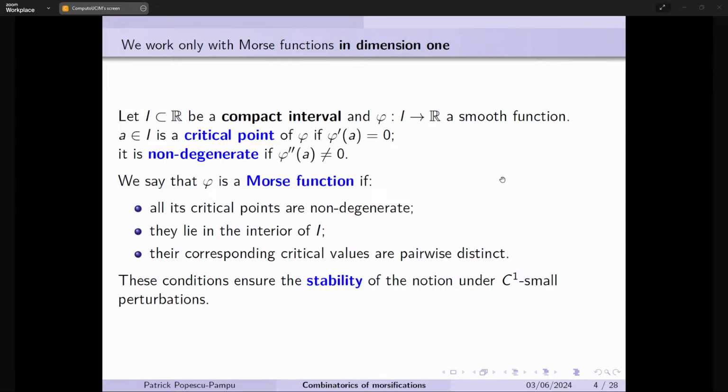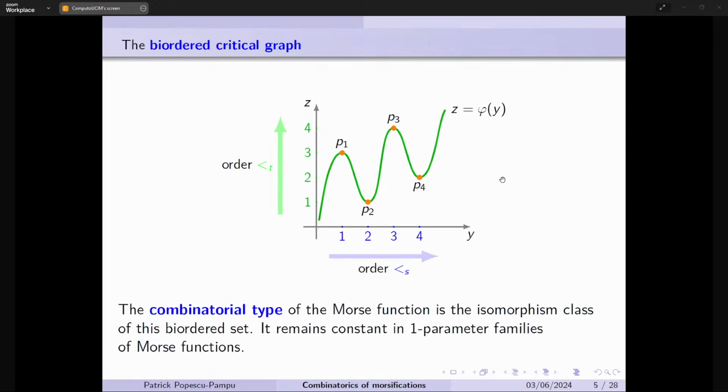And what we are interested in is the combinatorial type of such functions, which means we want to kill moduli, what could vary continuously. So in particular, we are not interested in the precise critical values, but in the qualitative position of the critical values. And this can be encoded in the following object, the bi-ordered critical graph.